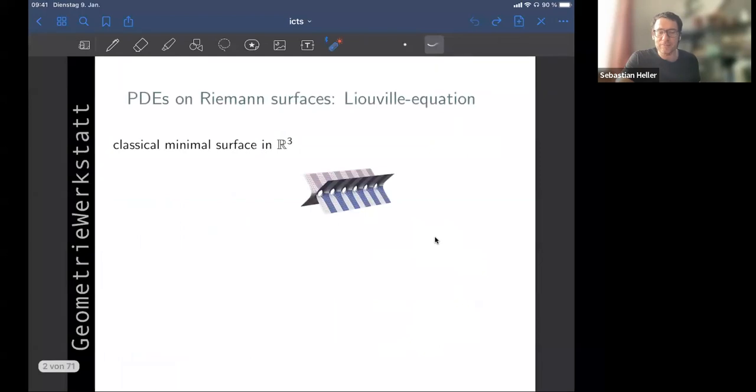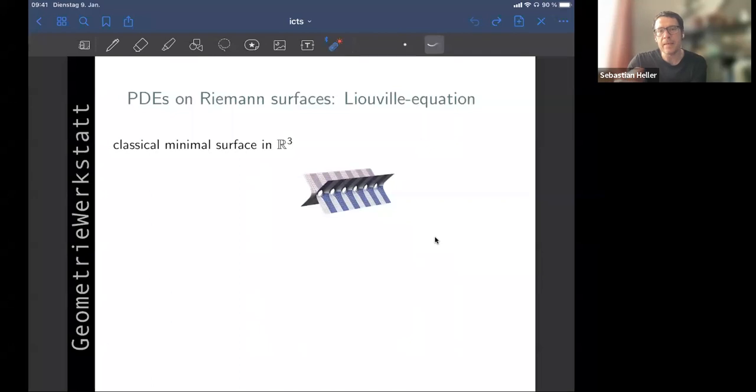Maybe the first non-trivial nonlinear geometric PDE was the Liouville equation, which shows up when you study classical minimal surfaces in R3. So here you see an example. It's the famous Scherk surface, the desingularization of two perpendicularly intersecting planes.